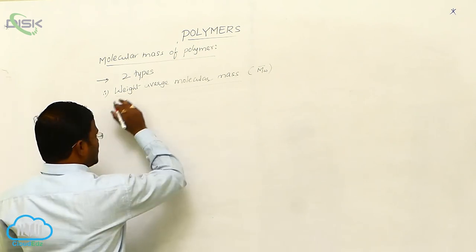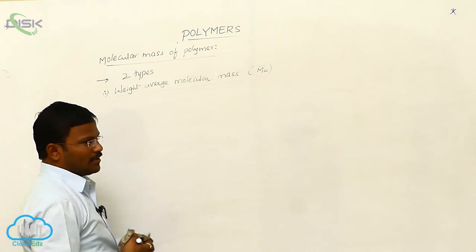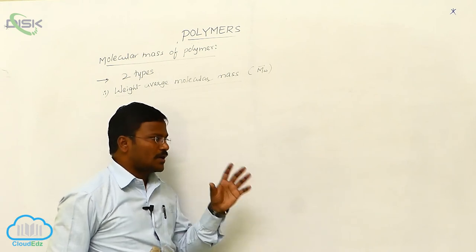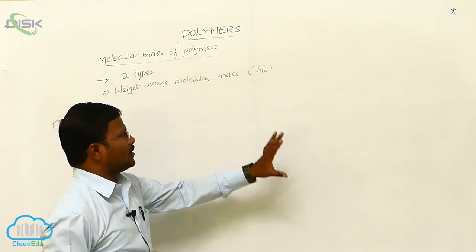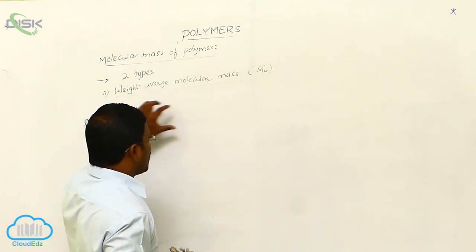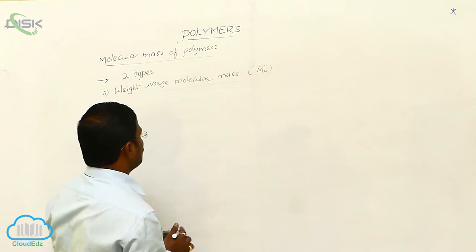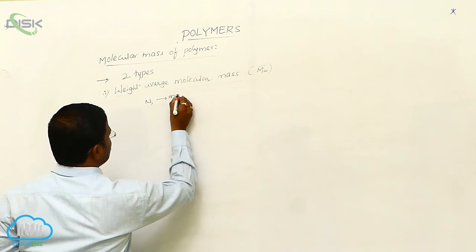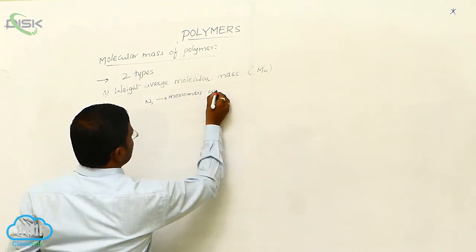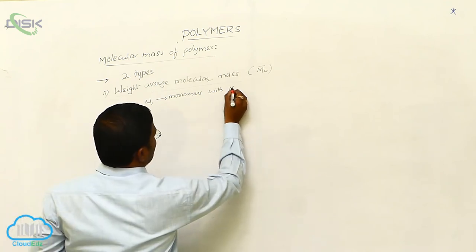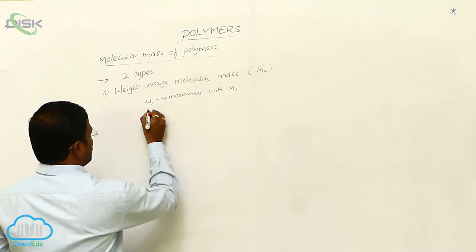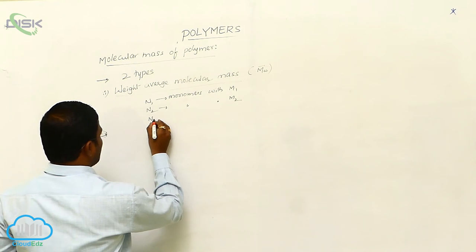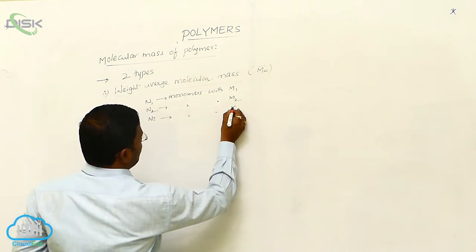the same concept as in the previous case, I would like to consider a polymer which consists of different types of monomers. The number of first monomers is n1, having m1 weight, and n2 number of monomers having m2. Such type: n1 number of monomers with m1 molecular weight, n2 number of monomers with m2 molecular weight, similarly ni number of monomers with mi molecular weight.